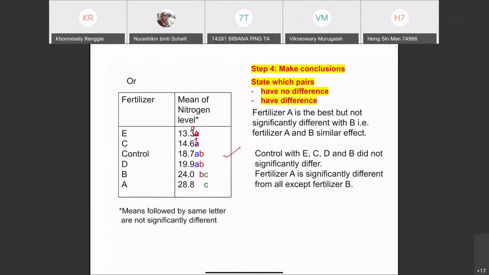Right? But what is more important is that you have to make conclusions at the end and state which pairs have no difference, which means that you accept the null, and which pairs have a difference, where you reject the null. I would prioritize this because this is the most important part at the end, because we want to know which pairs have a difference and which pairs do not. So you must have 2 points for your conclusions and you have to list down all the pairs that you are analyzing. Okay, so that is for Tukey's test, right?